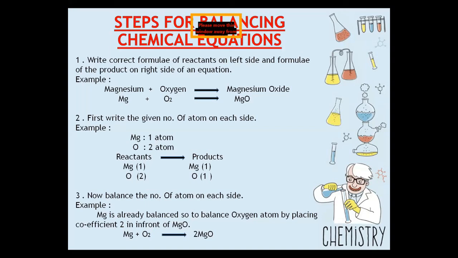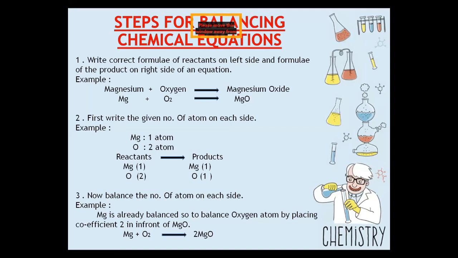Next, write the number of atoms on each side. For example, Mg: how many atoms in the reactants? Mg, one atom. And in the reactants, oxygen is in molecular form, so it has two atoms. Now see the product. Magnesium oxide, MgO, is formed as the product. Mg, one atom, and oxygen, one atom. You can see that in the reactants there are two oxygen atoms, and in the product there is only one oxygen atom.